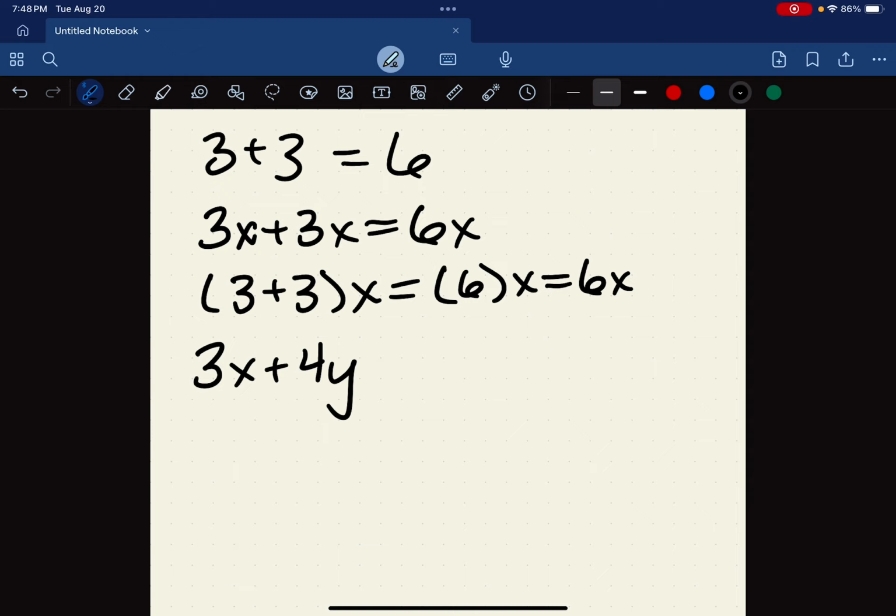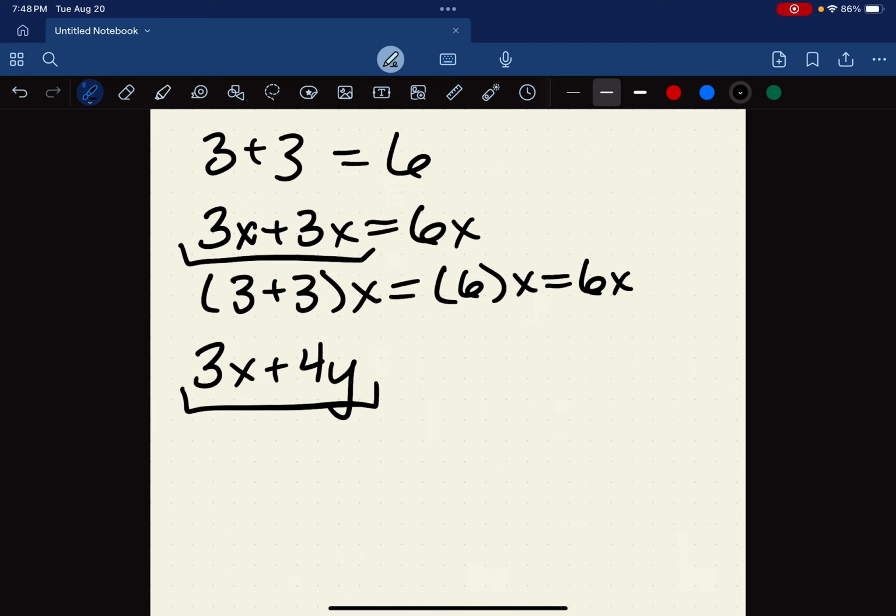So this expression is actually already completely simplified, whereas let's say this expression is not, because 3x plus 3x is redundant. We could just say 6x, whereas 3x plus 4y is not redundant because those terms are independent of each other.